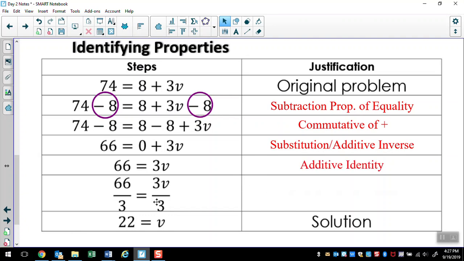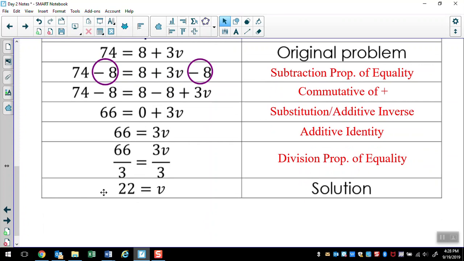All right, now we're down here. So now our next step was to divide both sides by 3. So once again, whenever you do the same thing to both sides, it's one of our properties of equality. So in this case, it was the division property of equality. And then they just call this our solution. But also we can say that we had the multiplicative inverse to get us from here to here. And we also had substitution from this here. But since they just labeled it automatically with solution, we're done.